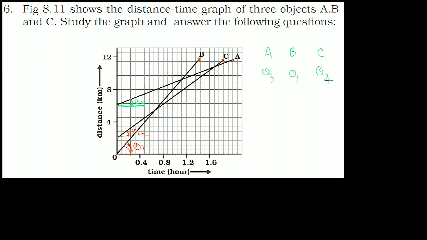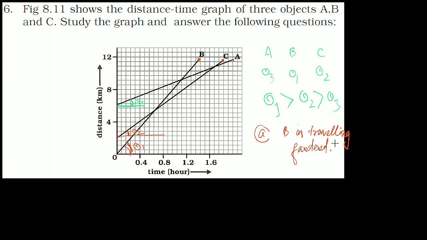Now from the figure, if you observe clearly, we can say that θ1 is going to be greater than θ2 and θ3. That means curve B has the highest slope. So for the question, which of the three is traveling the fastest, we can say that B is traveling the fastest.